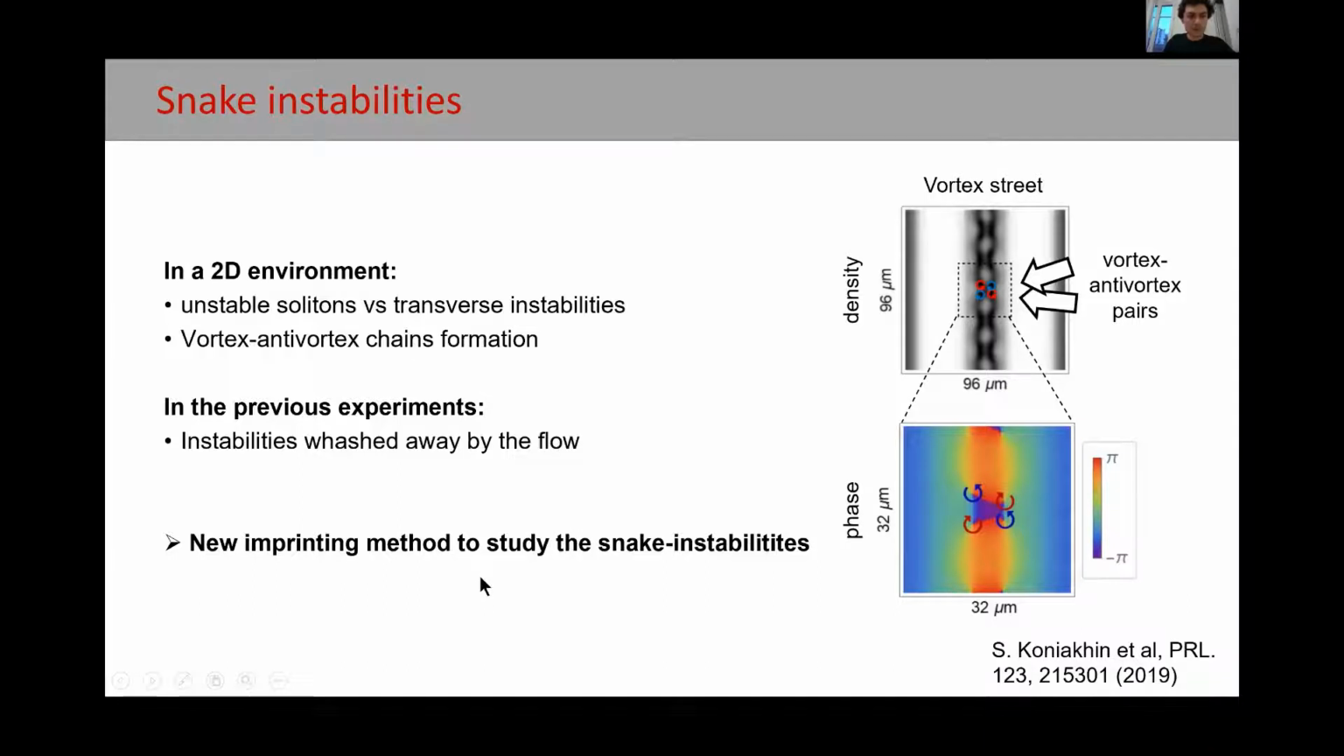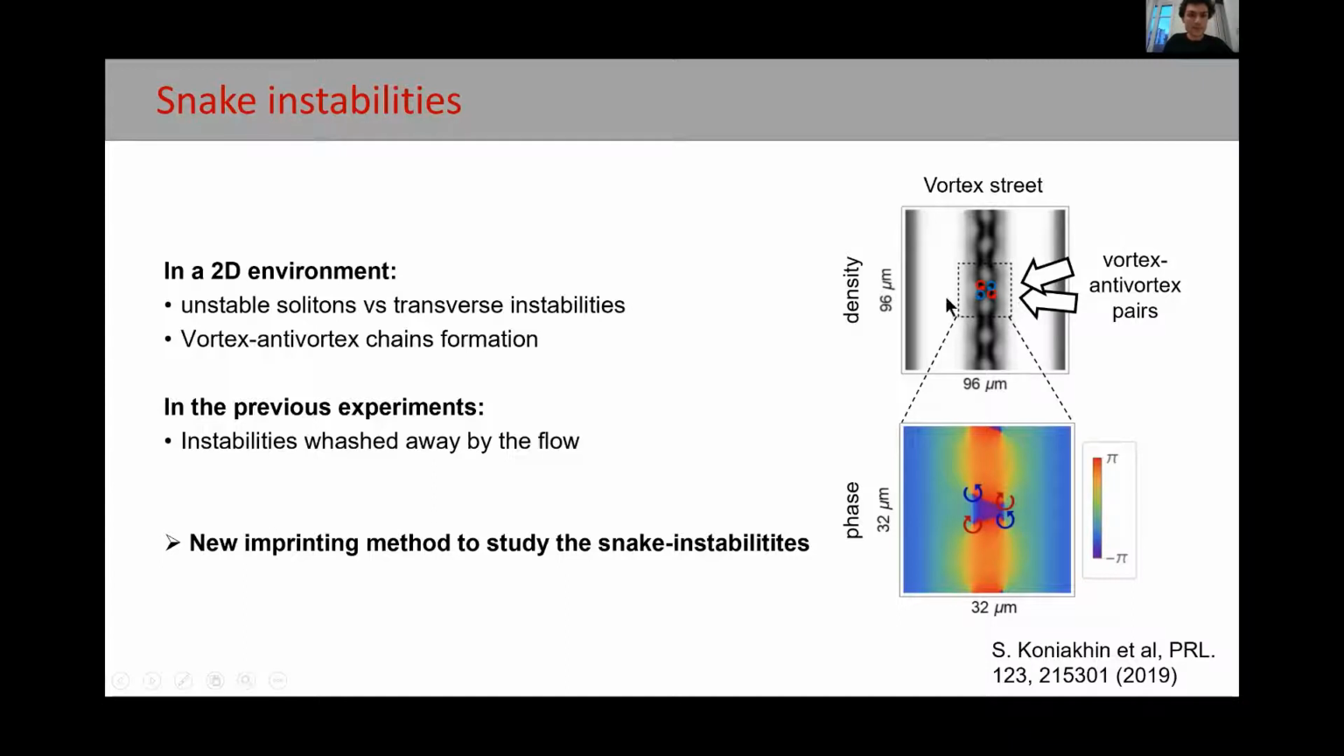So all the solitons that I have shown you so far were embedded into a supersonic flow. Because of this supersonic flow, the snake instabilities were washed away, so we couldn't see them. Normally, without flow and in a 2D environment, solitons by nature decay into vortex-anti-vortex arrays, as you can see here. So here you have a vortex. In order to study these snake instabilities, we need to suppress the flow in the experiment, so we need to change our imprinting technique a little.